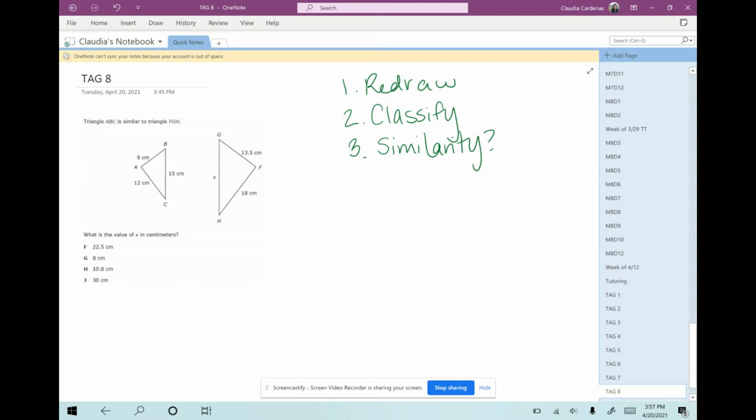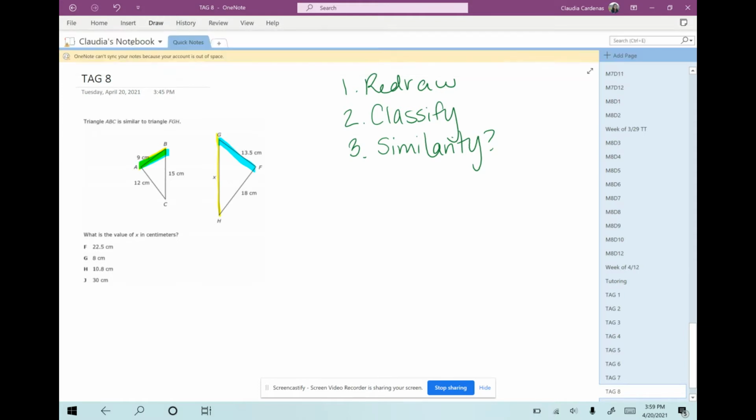So in the figure above, AB and GH do not correspond. They do not have a proportional relationship. AB and FG, however, do have that relationship. So let's redraw the diagram so the corresponding sides are in the same direction.